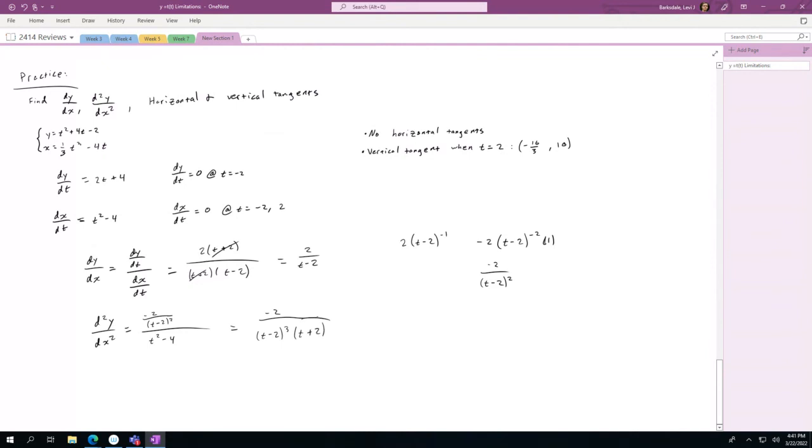And for those of you wondering how I got to here, again, I can rewrite my t squared minus 4 as t minus 2 times t plus 2. So then I have t minus 2 squared times another t minus 2 gets me my t minus 2 cubed. And then I also have my t plus 2 left over as well. So those are our first and second derivatives respectively. All right.